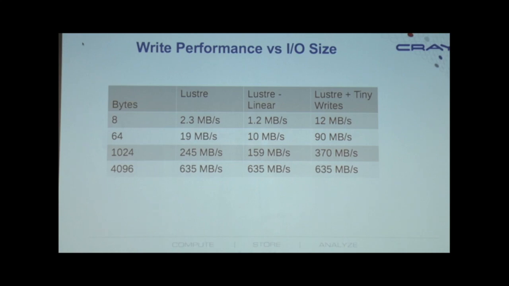But then if you look with tiny writes versus 2.3, which is what we do today, 12. So, you know, it's about a 5x improvement if you're writing 8 bytes at a time. More like 4.5 if you're doing 64. And it's only about 50% at 1K. And at 4K and up, it does absolutely nothing because you can't use this facility anymore.